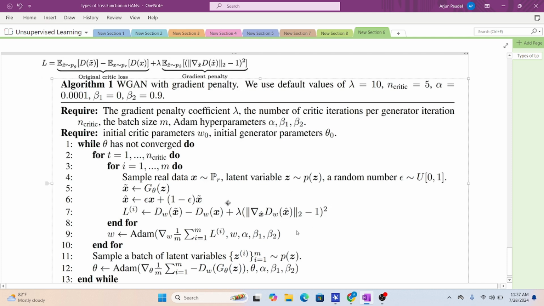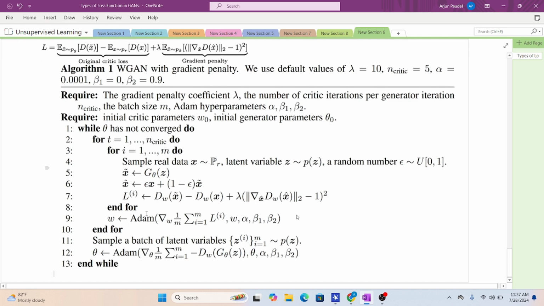If it does not obey that, lambda is the penalty coefficient, and applying it in the loss function enforces the discriminator to be 1-Lipschitz continuous, because the target is a 1-Lipschitz function. So our discriminator will be 1-Lipschitz continuous, and we update the weights of the discriminator by computing the gradient and updating using Adam. We're applying the Adam optimizer here on these parameters.